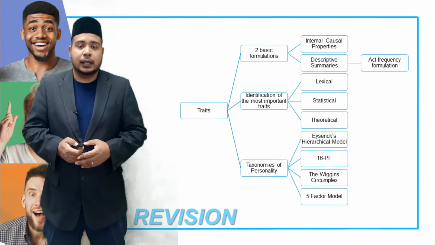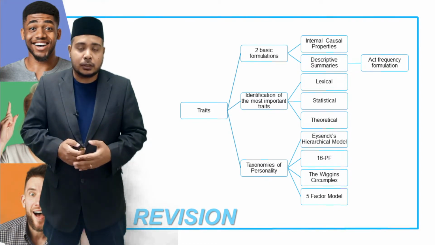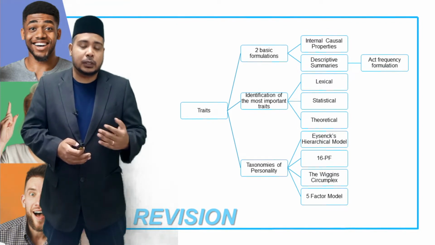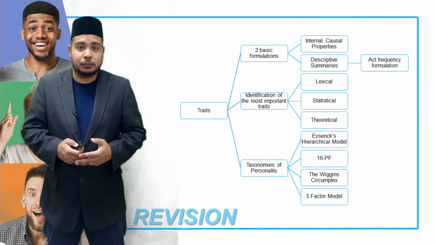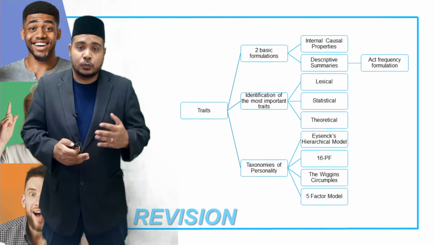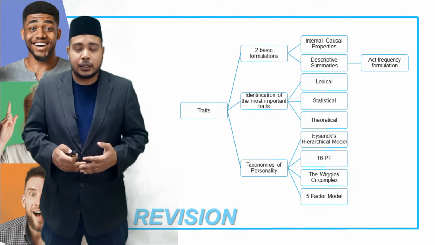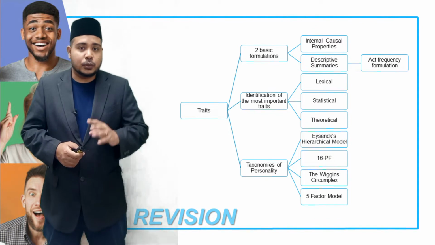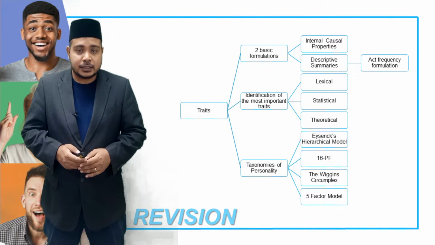And lastly, we look at the taxonomies of personality, whereby we look at 4 models of personality traits. First one, the Eysenck hierarchical model, and then the 16 personality factors by Cattell, and then the Wiggins circumplex, the 2 aspects of interpersonal relationship, our personality traits, which look at status and love. And lastly, the most famous and the most common one being used by most people, which is the 5-factor model. So those are basically some revisions on what we have discussed in previous classes.